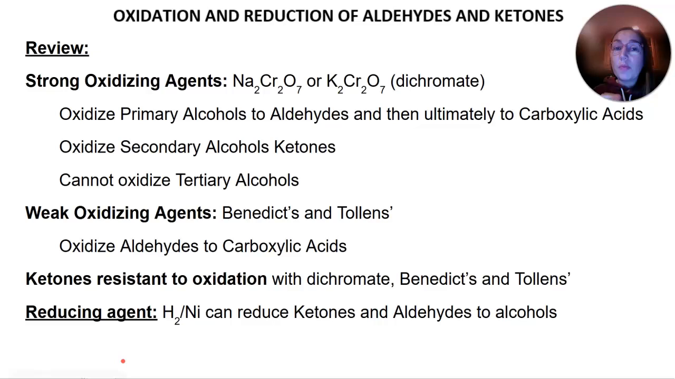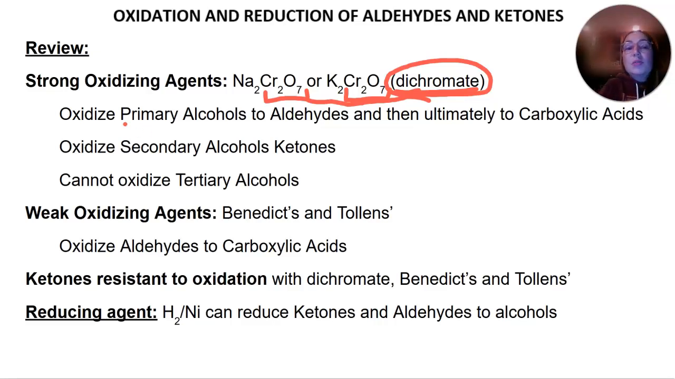Okay, so to review, what are our strong oxidizing agents? Sodium dichromate, potassium dichromate, Na2Cr2O7 or K2Cr2O7. That Cr2O7 is the dichromate polyatomic ion. So that is a particularly strong oxidizing agent, but it's pretty nasty. It is able to oxidize primary alcohols to aldehydes and then ultimately to carboxylic acids. So primary alcohols get all the way to carboxylic acids with a strong oxidizing agent like dichromate.